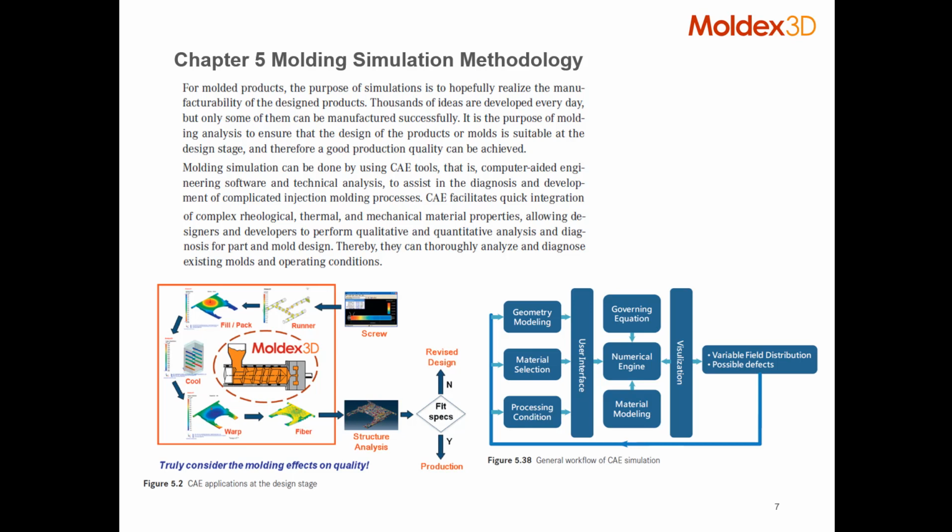Readers know from the previous chapters that the quality of a molded product depends basically on material properties, mold and part design, and process conditions. That's why in Chapter 5, Molding Simulation Methodology, we will discuss how to verify and optimize part design, as well as how to optimize the molding process with CAE tools. Also, we will introduce numerical methods, the brief history of molding simulation, and its crucial workflow.